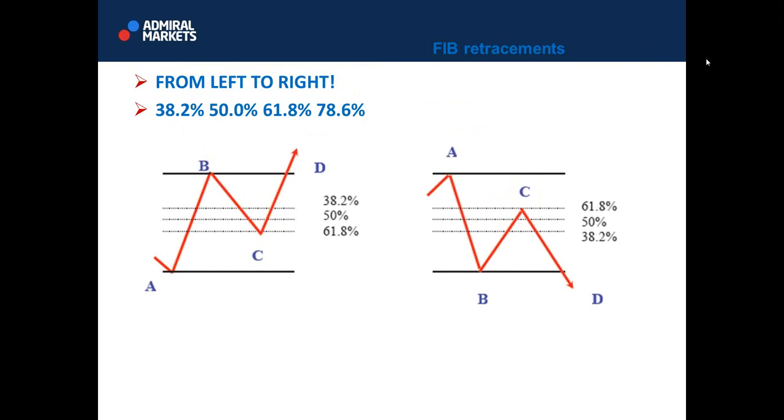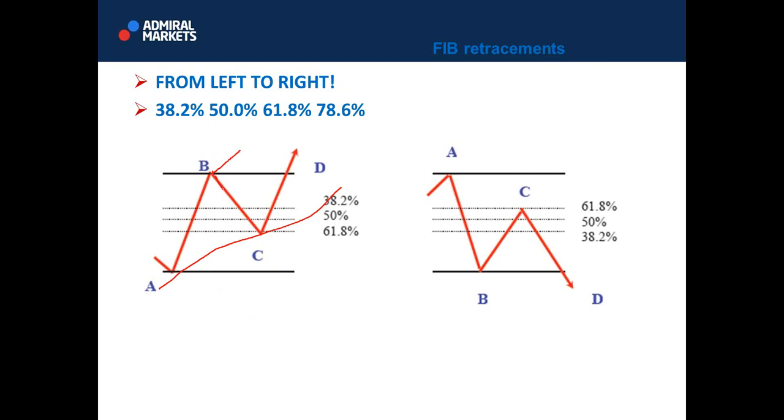How can I say that? Forex gurus definitions. If you see this, this is an uptrend. And point A to point B is a swing high. Okay, this is a swing high.